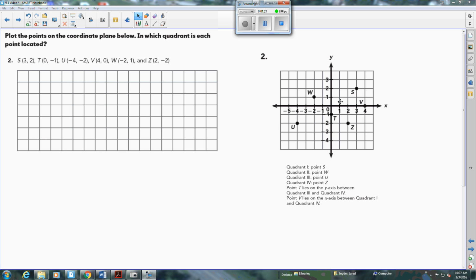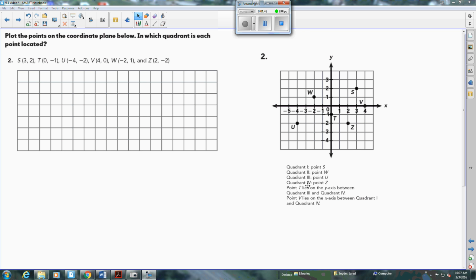T is 0 to the right, -1 down. U is -4, -2, which is there. V is 4, 0, 4 to the right, 0 down. W is -2, 1, so -2 to the left, 1 up. Z is 2, -2, so 2 to the right, -2 down.